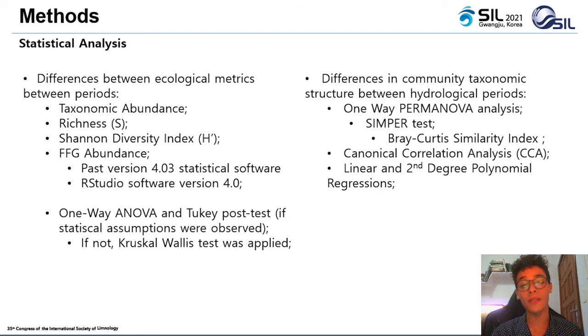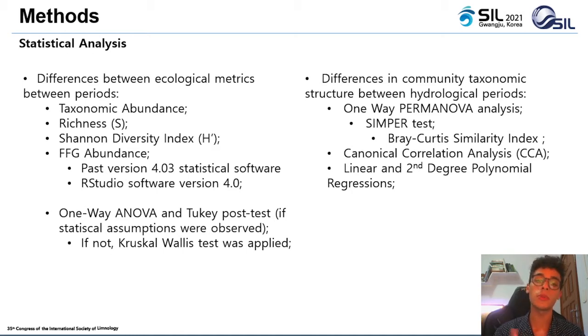To identify the influence of the flood pulse on the benthic community structure, first we analyze the differences between ecological metrics in different hydrological periods. We calculated taxonomic abundance, richness, and Shannon diversity index, as well as the abundance for each functional feeding group using PAST statistical software version 4.03, where most statistical analyses were performed.